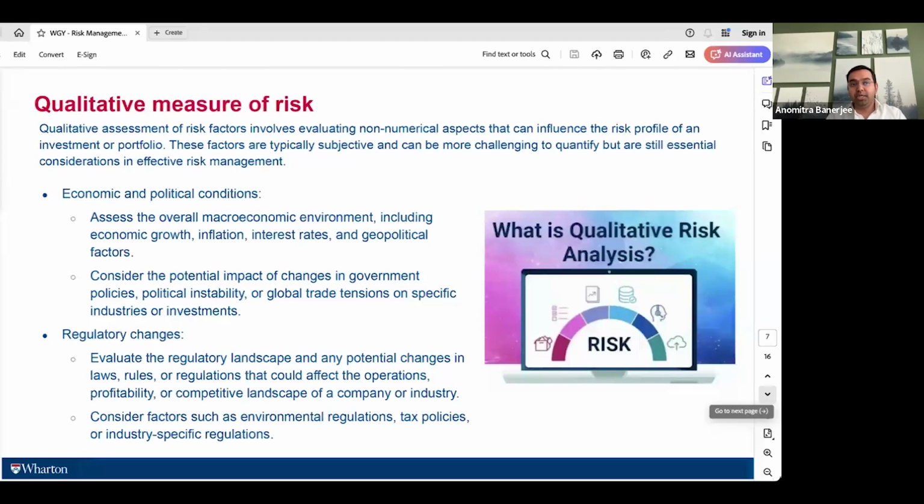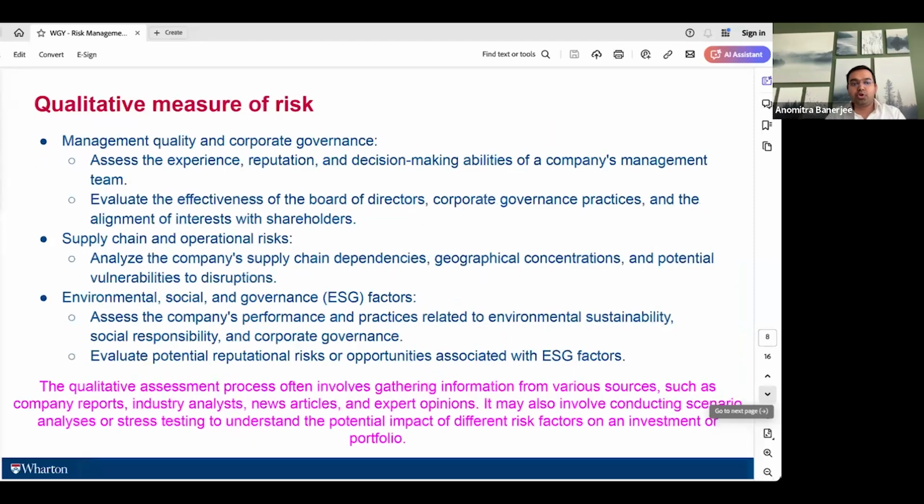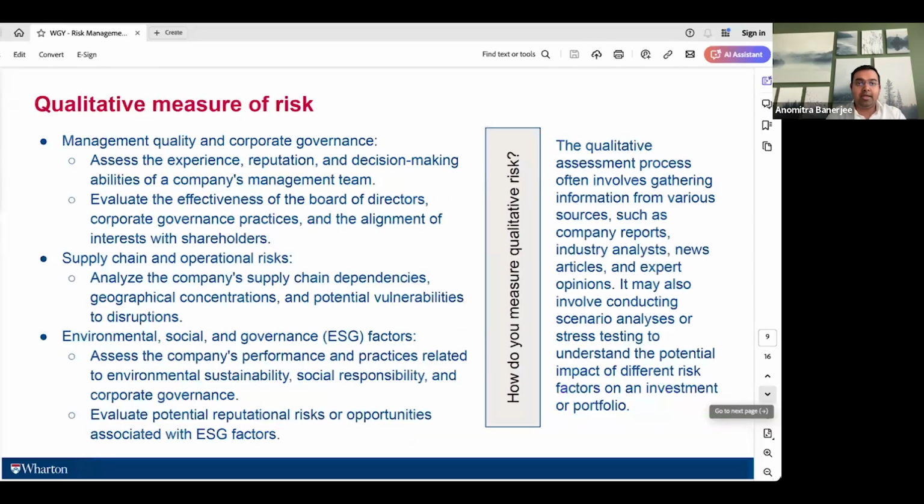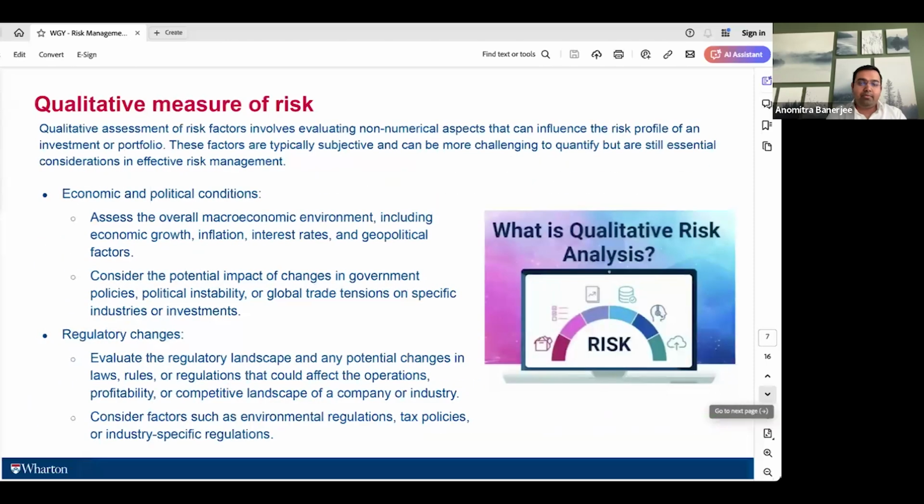And those would be economic and political conditions. What are, say, the regulatory challenges or changes that's happening, right? We talk about, say, the management quality and corporate governance in the company that you're investing in. What about, say, the supply chain and operational risks? What about the ESG factors, right? So when we talk about the qualitative measure of risk, we would basically talk about, say, what is the economic and political conditions, right?